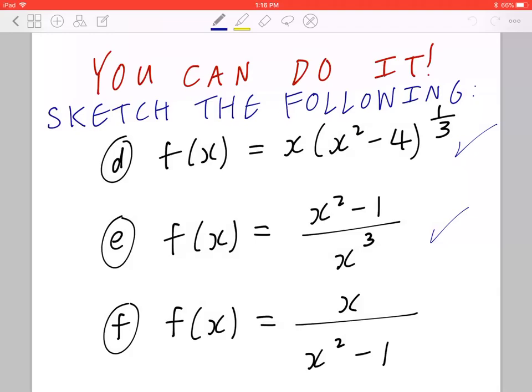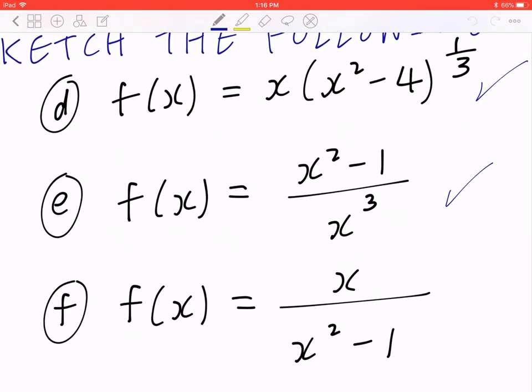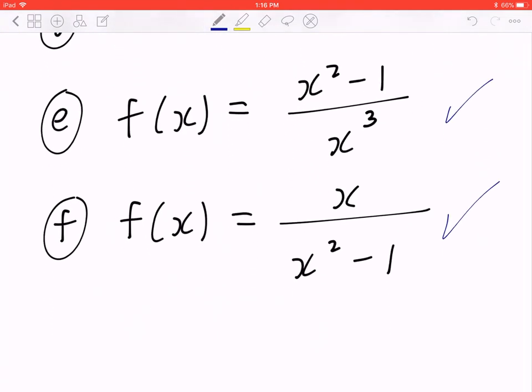Hi everyone, let's take a look at the following. In the last two videos we did parts D and E, and in this third video we're moving on to part F. Sketch the following: f(x) = 2x / (x² − 1).